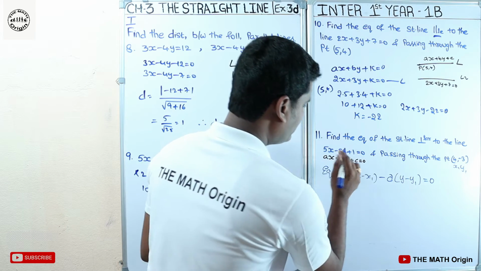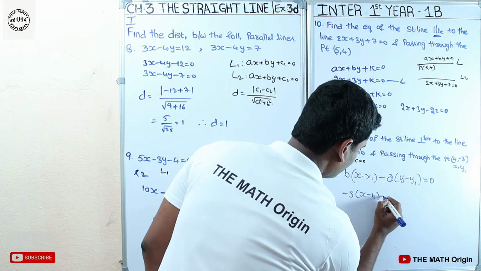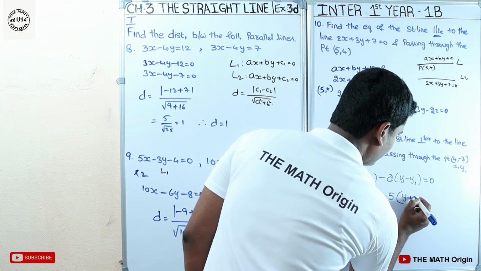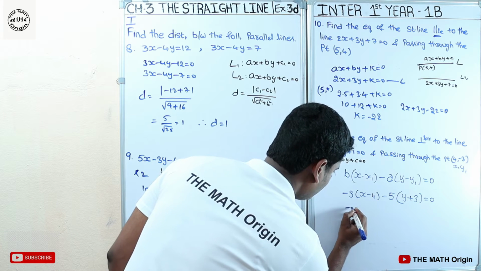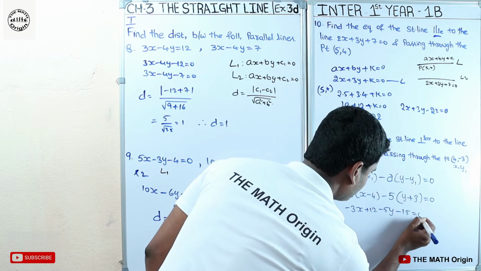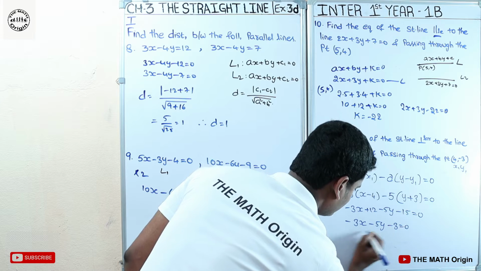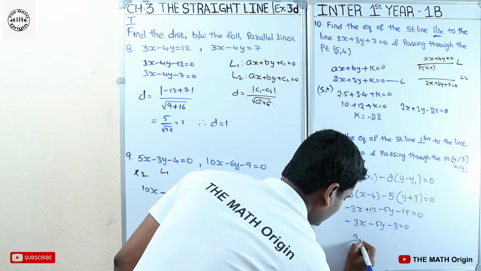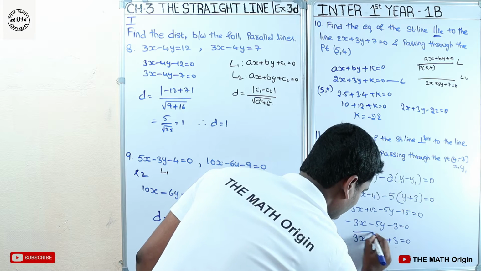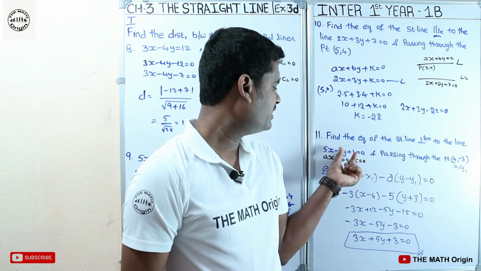So according to that, b is minus 3, x minus x1 value is 4, minus a is 5 into y minus y1, which is minus of minus plus 3, equals to 0. So here it is minus 3x plus 12 minus 5y minus 5 3s are 15 equals to 0. From this, minus 3x minus 5y minus 3 equals to 0. Therefore I will take minus as common. The equation is 3x plus 5y plus 3 equals to 0. Okay, therefore this is the equation of a line which is perpendicular to the given line and passes through the point.